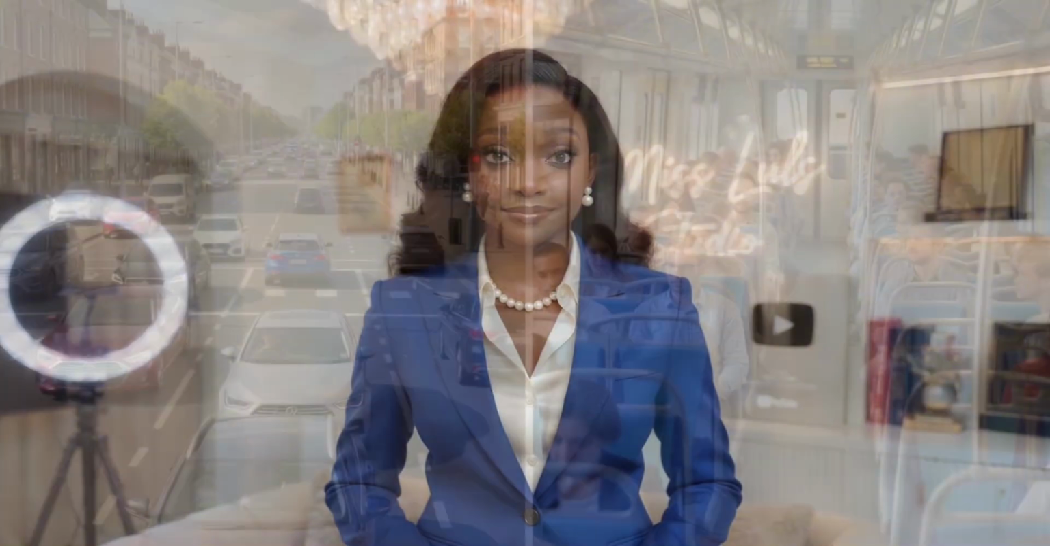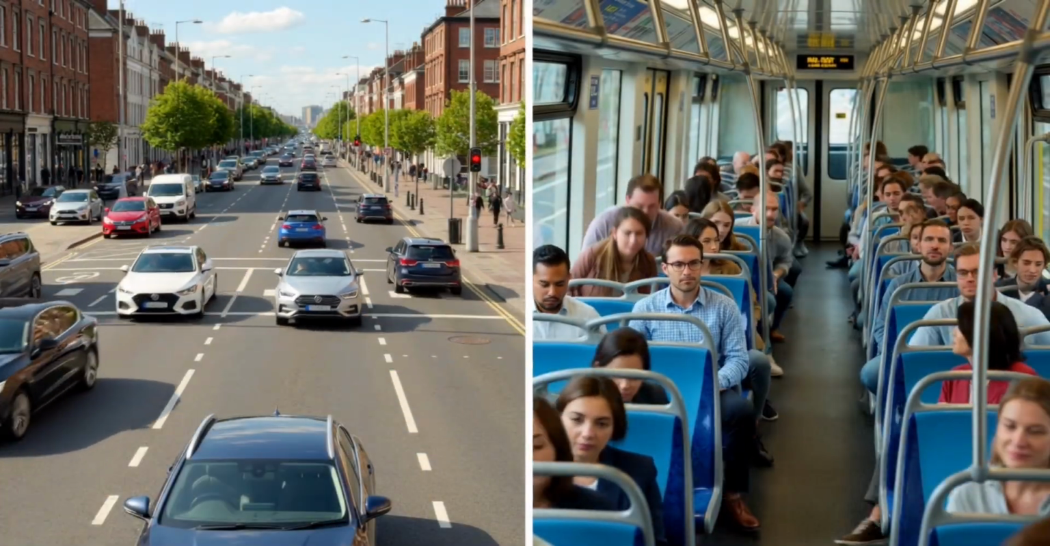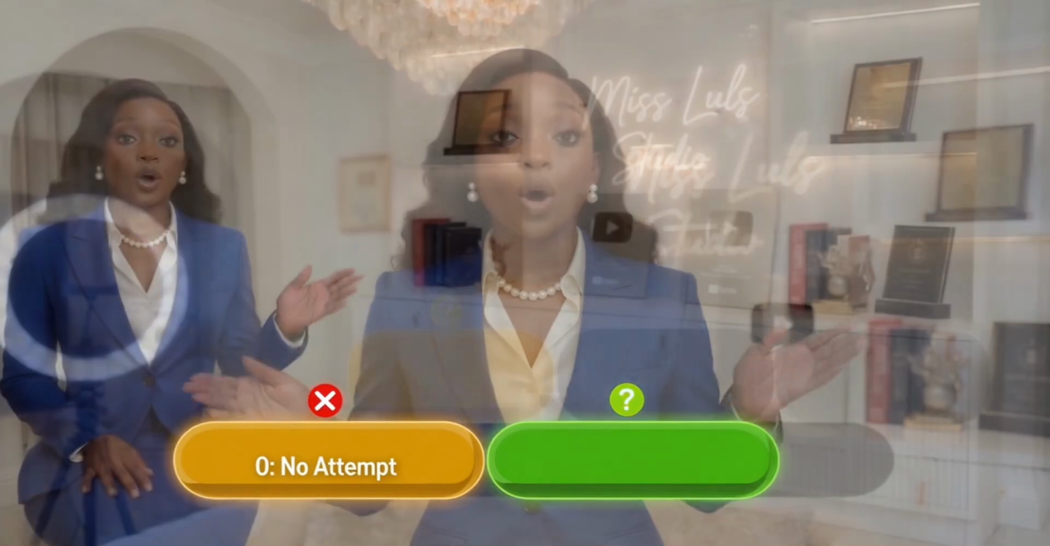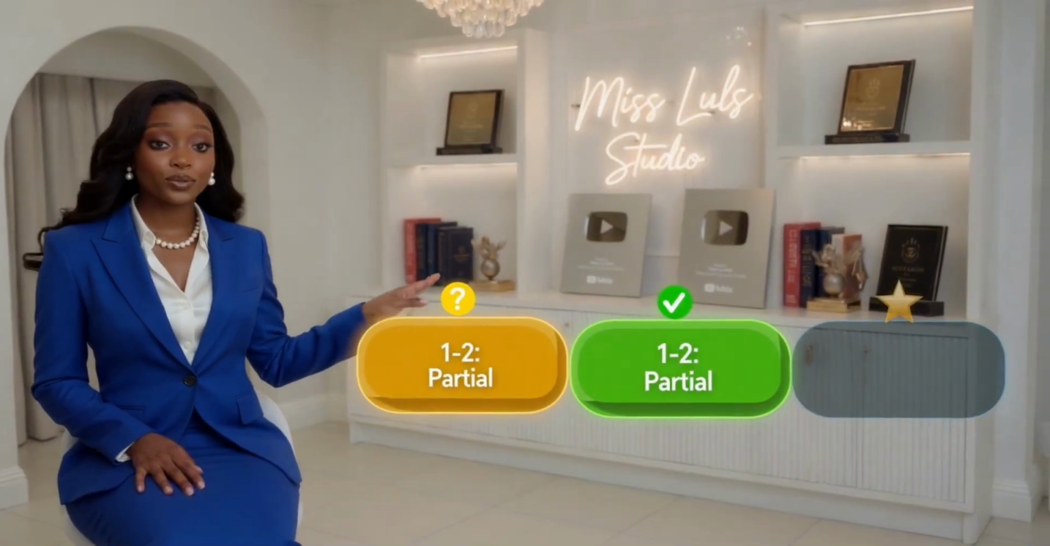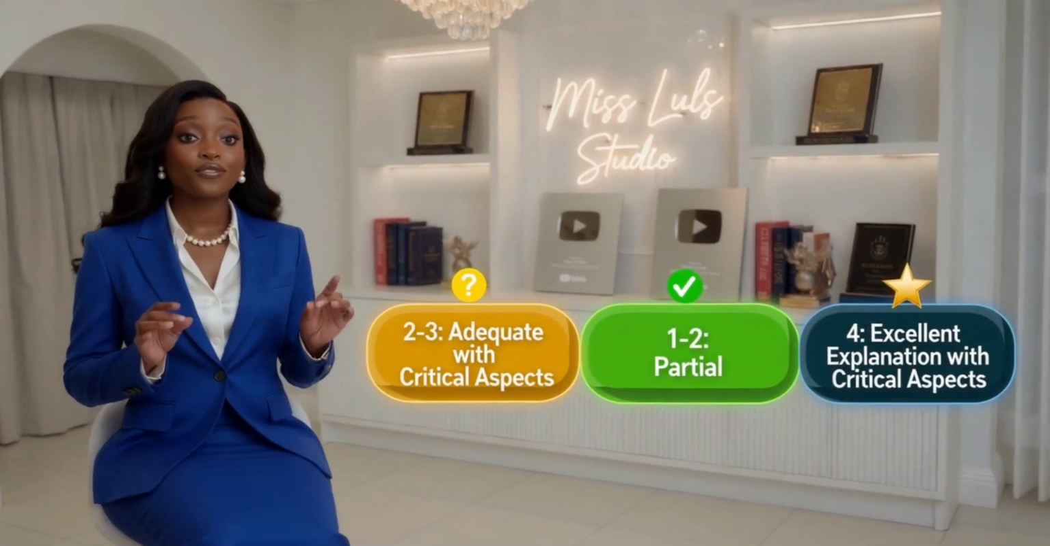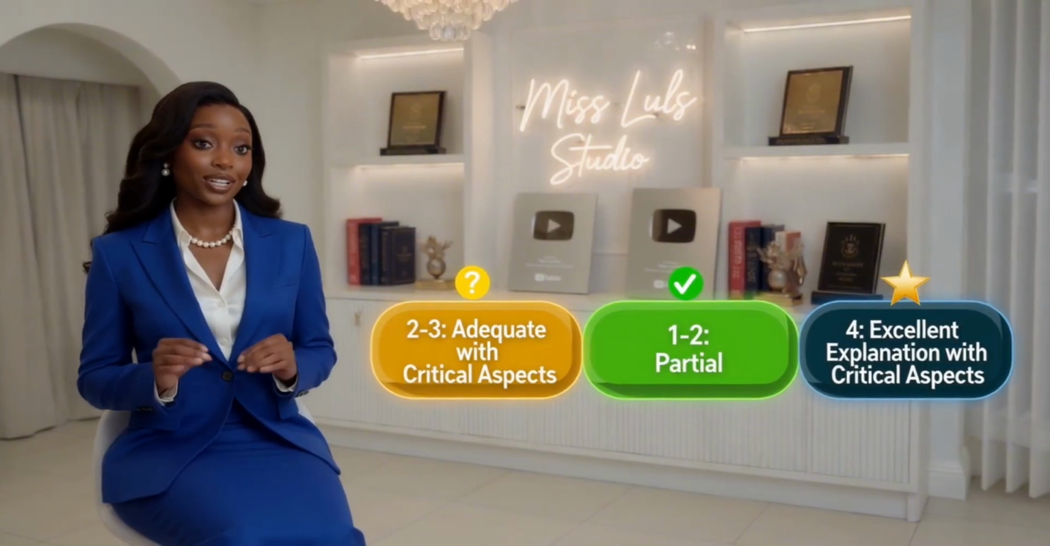Question 3, 4 marks. What is the substitution effect in the context of rising petrol prices? Rubric, 0 for no attempt, 1 to 2 partial, 2 to 3 adequate with critical aspects, 4 for excellent explanation with critical aspects. Question 4, 6 marks.